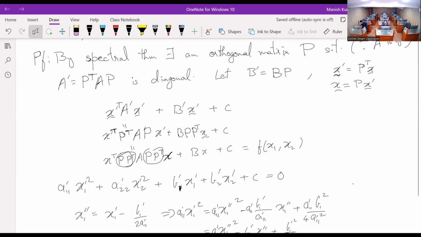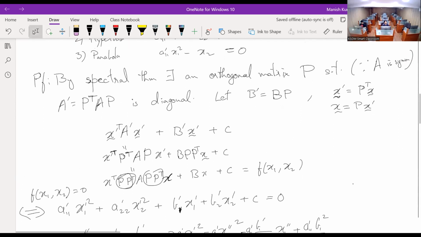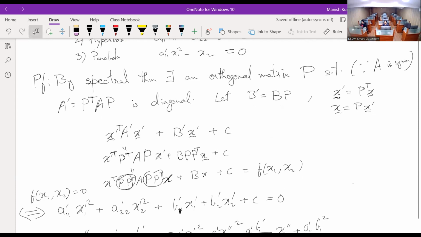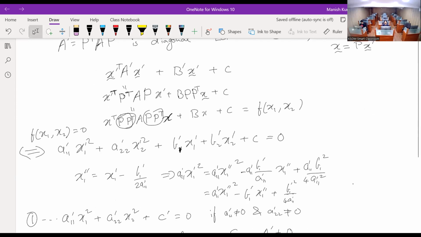So what we get is F(x1, x2) is 0. This zero set F(x1, x2) equals 0 if and only if this is 0, in the new coordinates. So the conic defined by F(x1, x2) looks the same as the conic defined by this new equation.